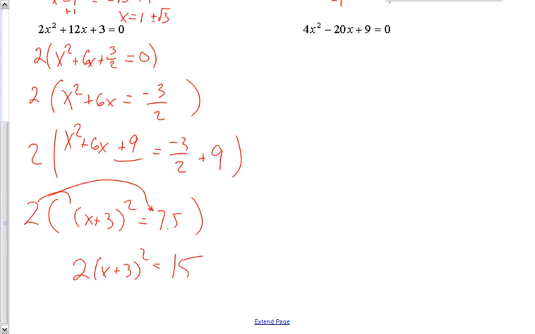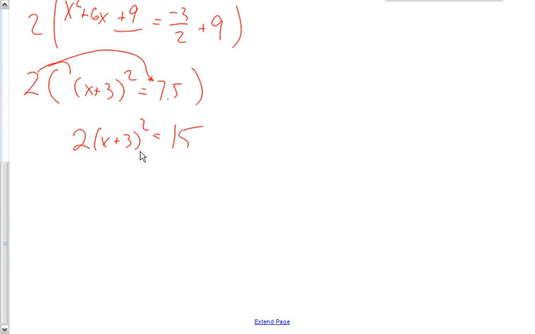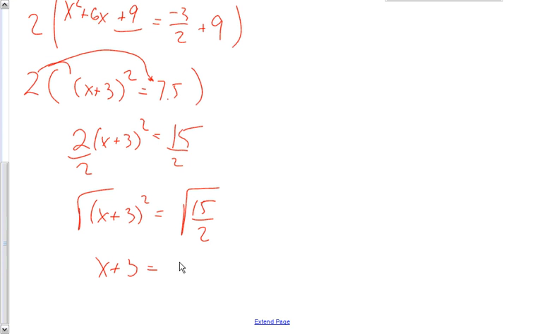Now, here's where it gets a little nasty. People, we will see that all we're going to do is divide by 2 again, which undoes it, okay? X plus 3 squared equals 15 over 2. Instead of 7.5, but then I'm going to take the square root of it. X plus 3 equals plus minus the square root of 15 over 2. Then I'm going to subtract 3 to get rid of it.